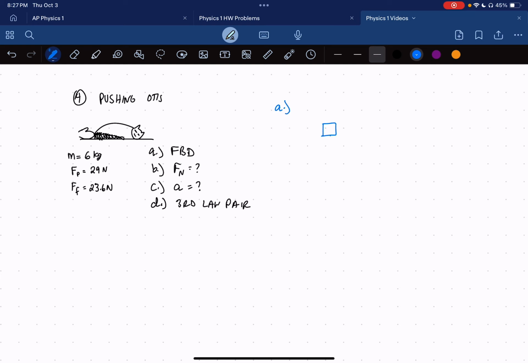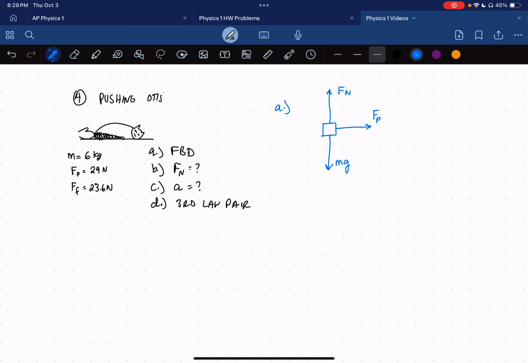Otis, mg. The ground is pushing back up against Otis, Fn. Our pushing force is to the right, Fp, or F punch, as somebody said. And there is a friction force. Now, the normal force is always perpendicular to the surface. So the normal force is always in that direction, perpendicular to the surface. Friction is along the surface.